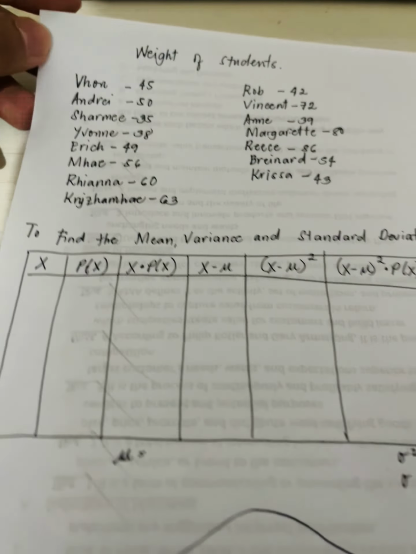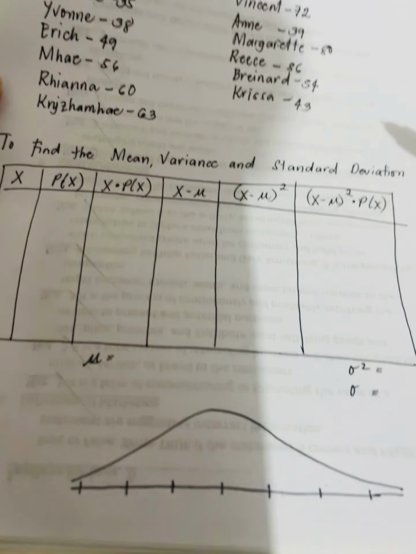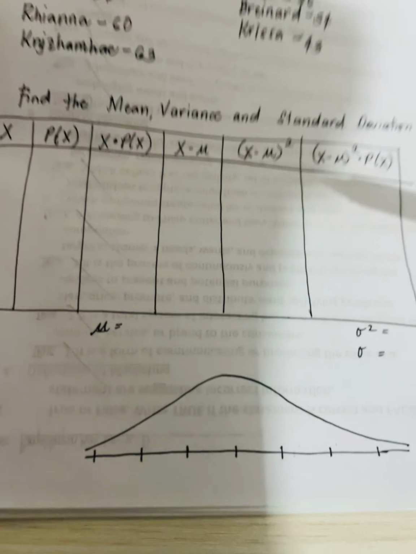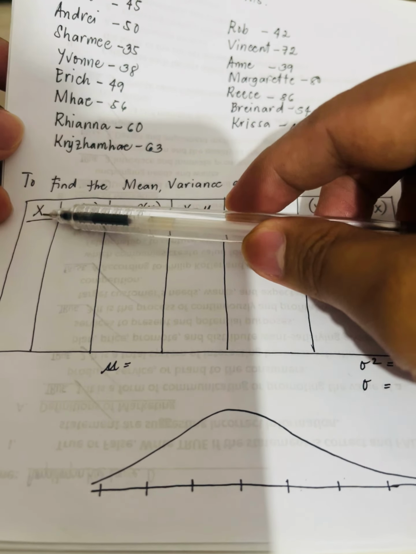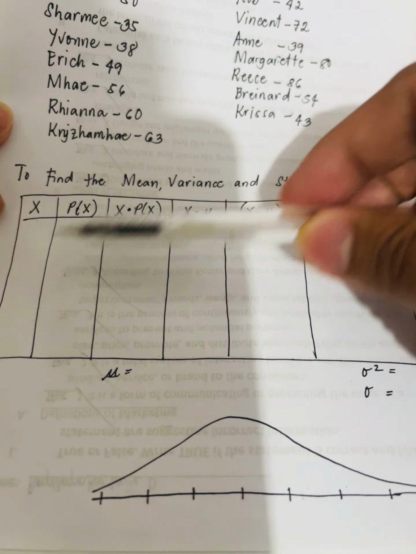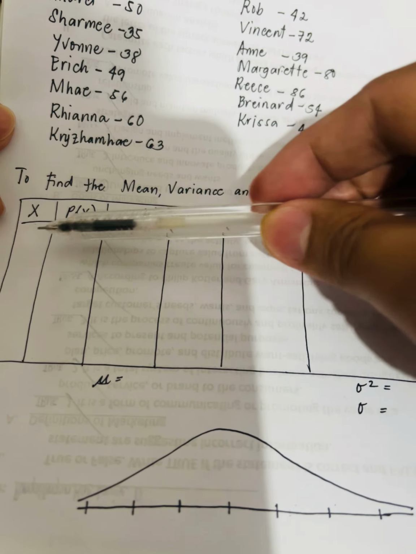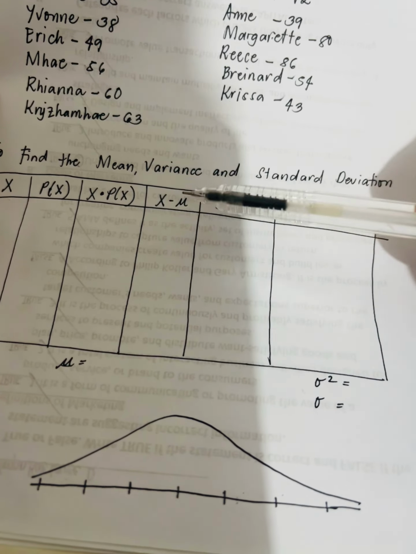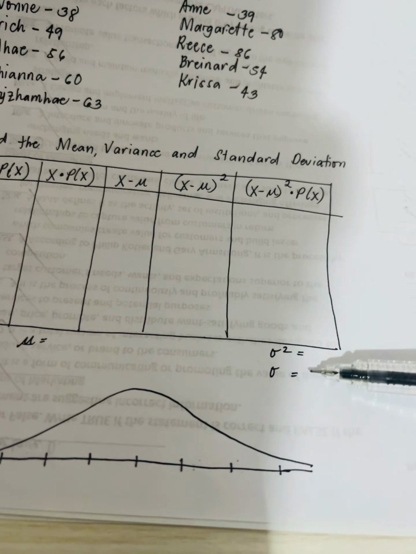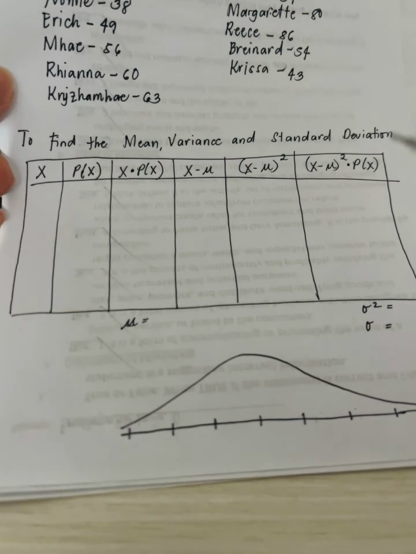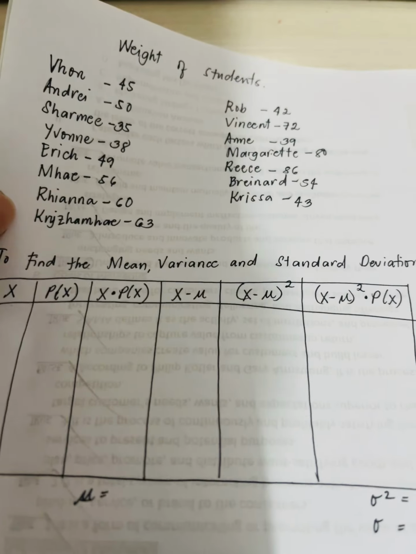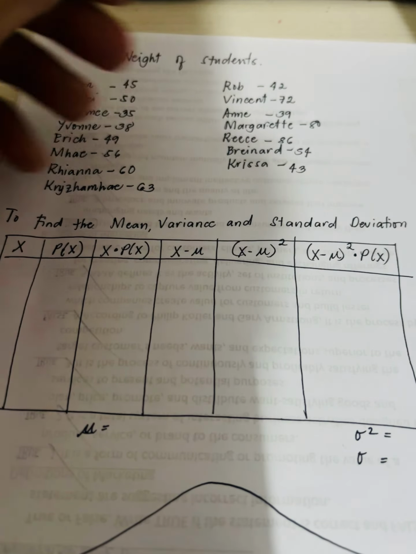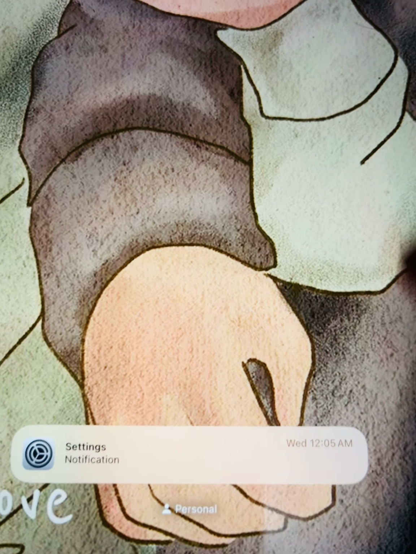As you can see, I have prepared here the table where you will be placing those data. You have to put first the raw data, the probability of each x value, and then you will get the mean. Just follow this table until you get the variance and standard deviation. For the sake of time, I will be getting the mean and standard deviation of this data using an online calculator.